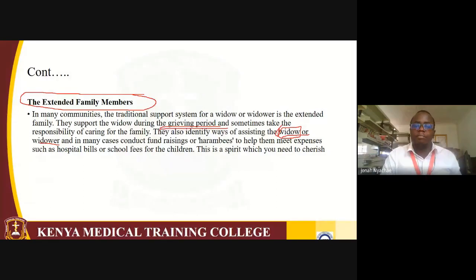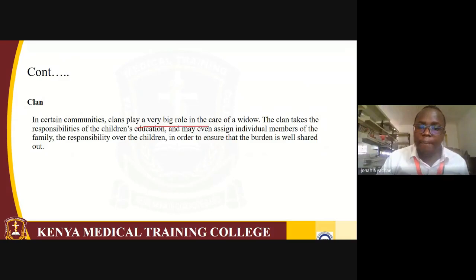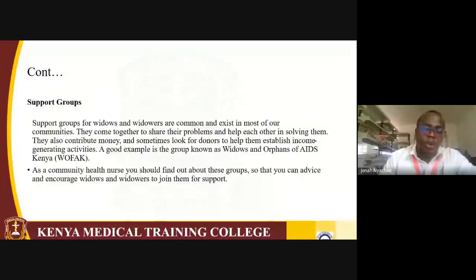Use those forums to teach. Use churches, use professional gatherings, use community gatherings to reach out to these persons. So also the clan can play a big role in taking care of the widow, where the clan takes the responsibility of children's education and may even assign individual members of the family responsibility over children. So we can take care of that through them.